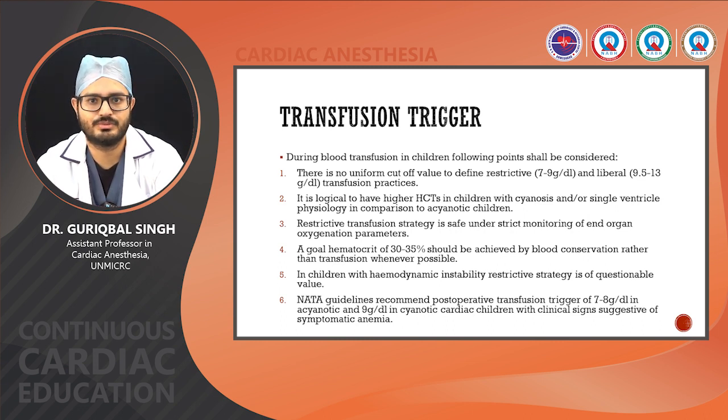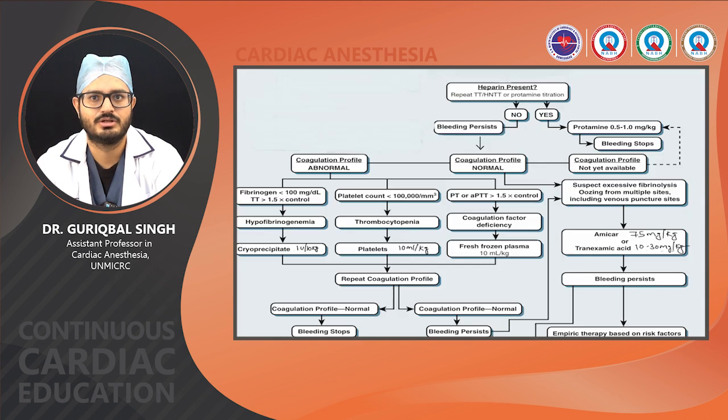In children with hemodynamic instability, restrictive strategy is of questionable value. NATA guidelines recommend a post-op transfusion trigger of 7 to 8 in acyanotic and 9 in cyanotic cardiac children with clinical signs suggestive of symptomatic anemia. So this is an algorithm: first, if heparin is present, we should give protamine 0.5 to 1 mg per kg. If bleeding stops, that is good.